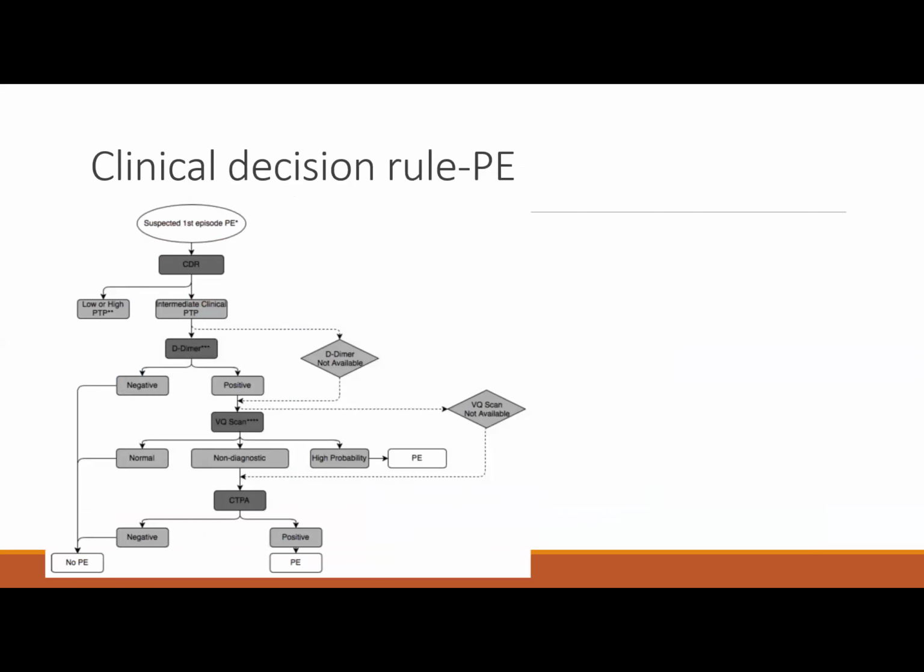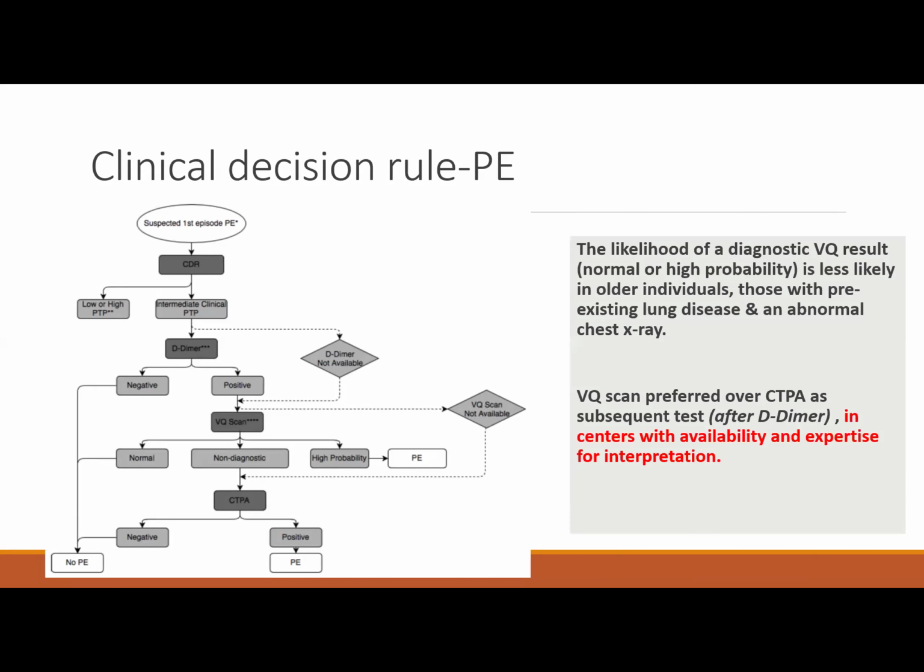This is very important, as we know this algorithm where if there is an intermediate to lower pretest probability, we do a D-dimer and then proceed with the CTPA, or else in patients with a high pretest probability, we directly go ahead with scans. So one important thing which we need to remember is the utility of VQ scan.